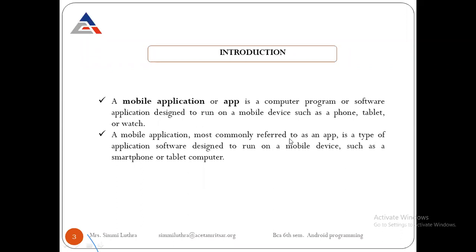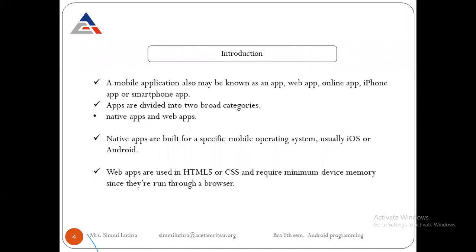A mobile application may also be known as an app, web app, online app, iPhone app, or smartphone app. The next important point is that apps are divided into two broad categories. Number one is native apps, and the second type is web apps.